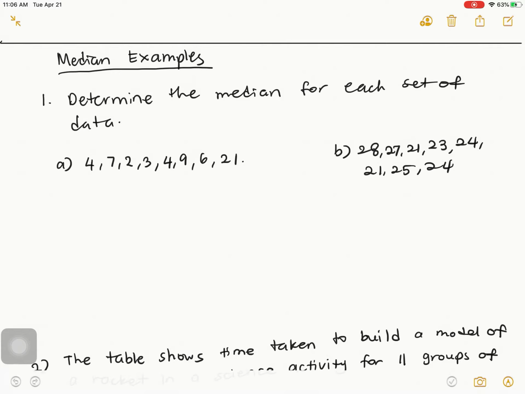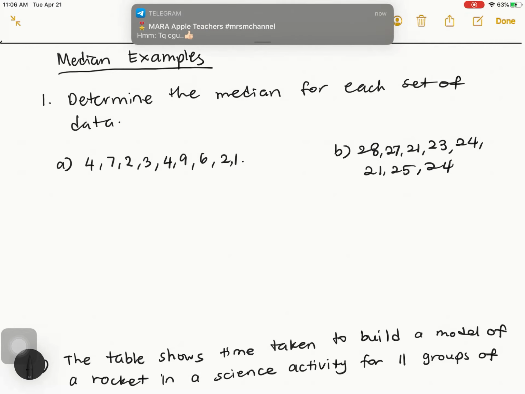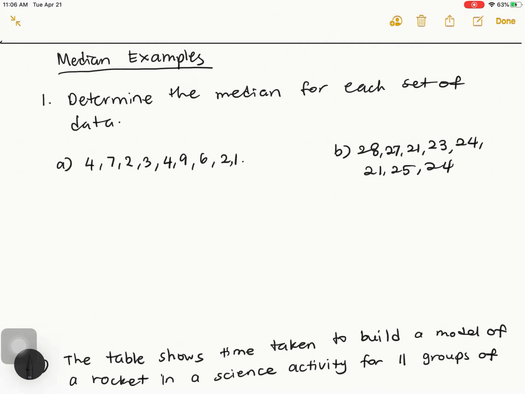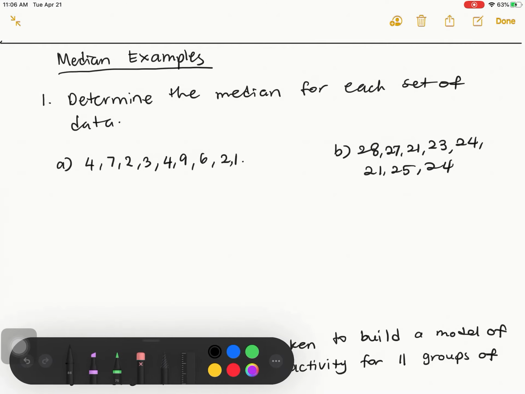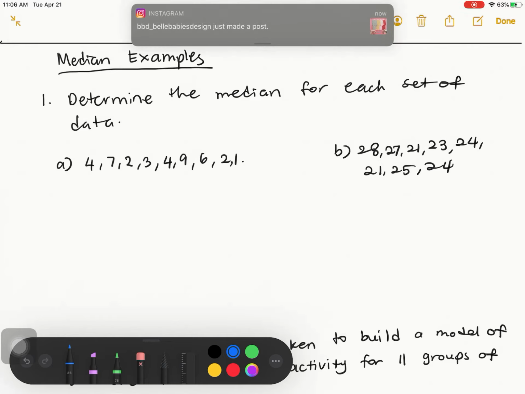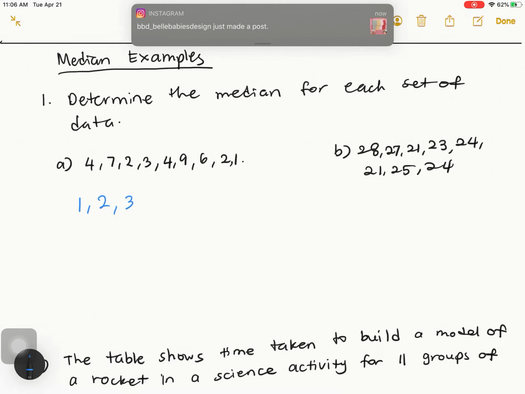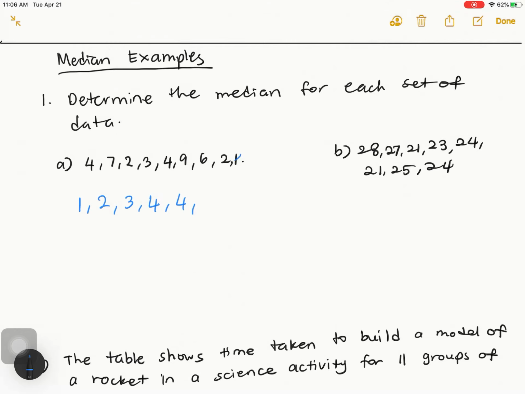So if you see here, this is ungrouped data as well. 4, 7, 2, 3, 4, 9, 6, 2, 1. You see that this data is scattered. So the first thing first, we have to arrange the data ascendingly or descendingly. I like to arrange my data ascendingly. So 1, 2, 2, 3, 4, 4, 6, 7, and 9.